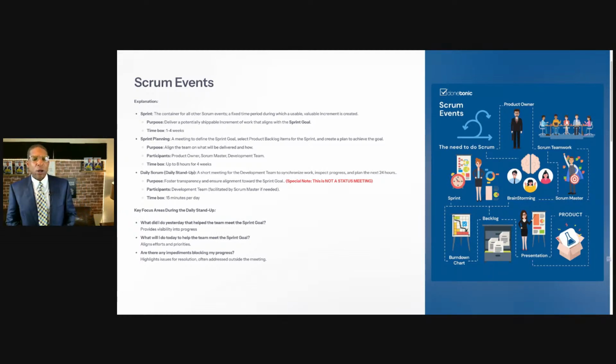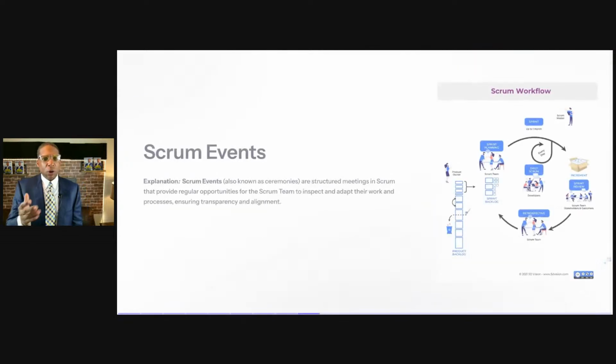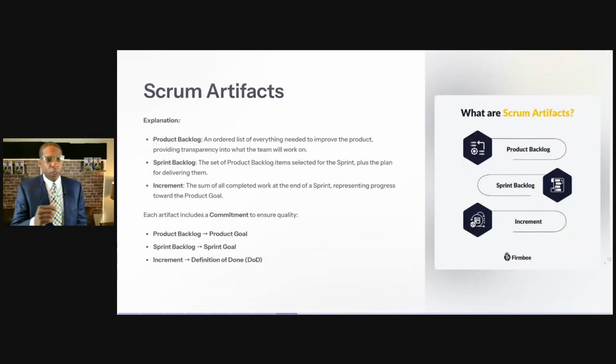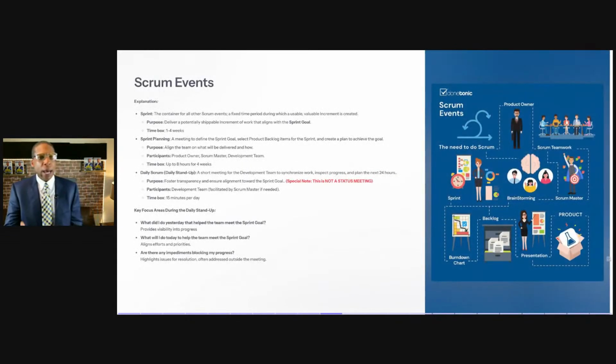Sprint planning. Sprint planning is a meeting to define the sprint goal, because remember, I shared that with you earlier. Let's go back and look at that real quick. The sprint goal comes from the sprint backlog. Let's move forward. Now, sprint planning: a meeting to define the sprint goal, select product backlog items for the sprint, and create a plan to achieve the goal. Now, the purpose: this aligns the team on what will be delivered and how.